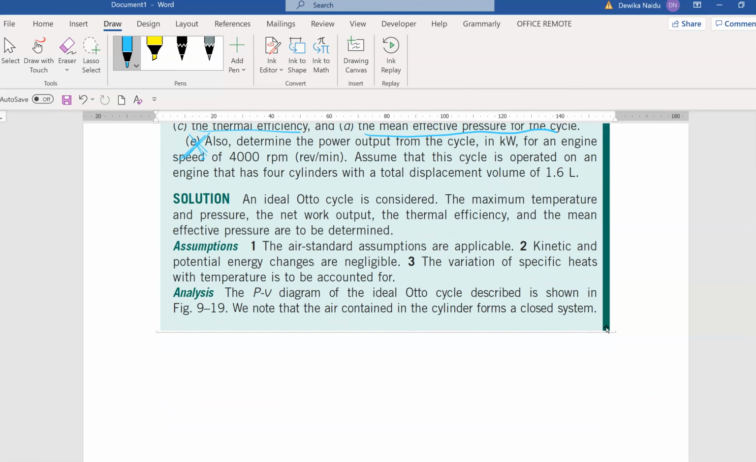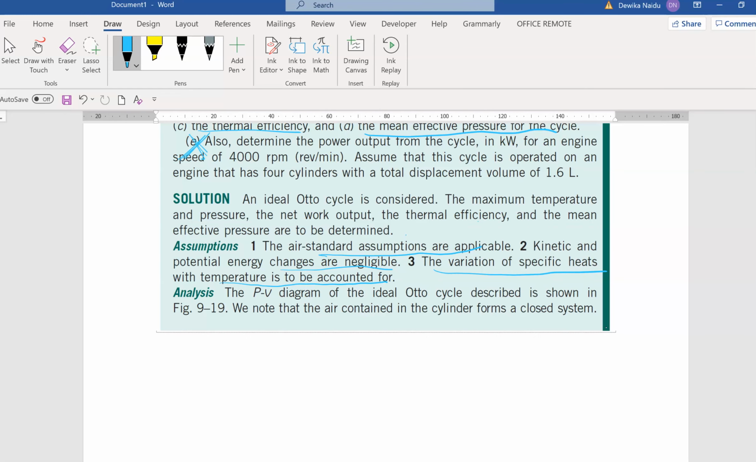An ideal Otto cycle is considered. These are the solution assumptions that you need to make. The maximum temperature and pressure, the net work output, the thermal efficiency and mean effective pressure are to be determined. The first thing is the air standard assumptions are applicable. Then the kinetic and the potential energy changes are negligible. And then the variation of specific heat with the temperature is to be accounted for.